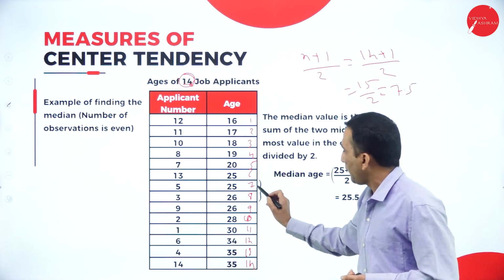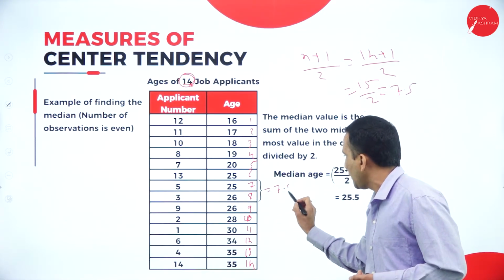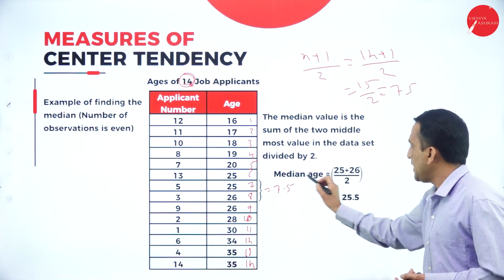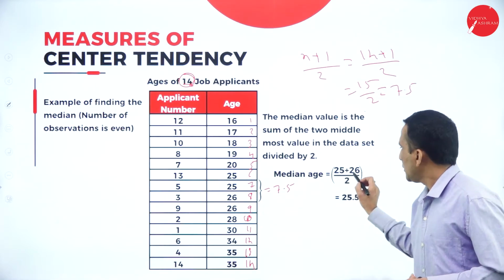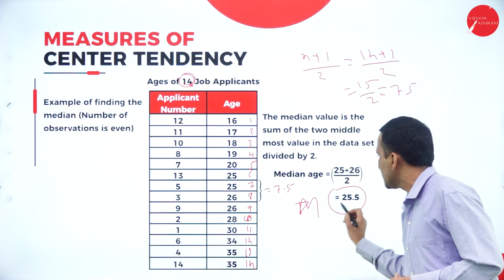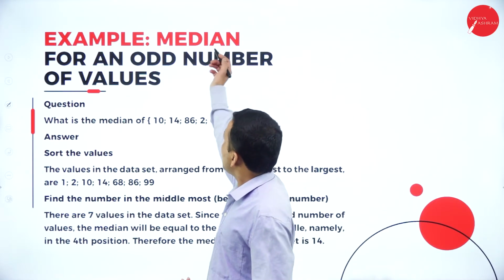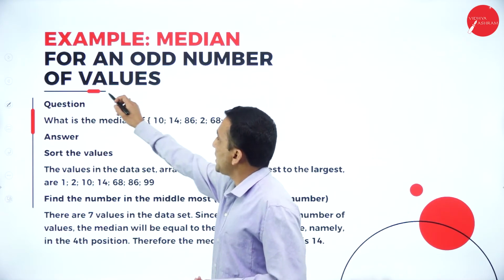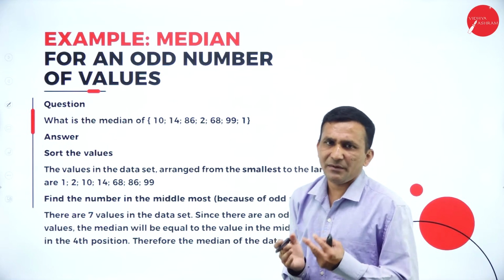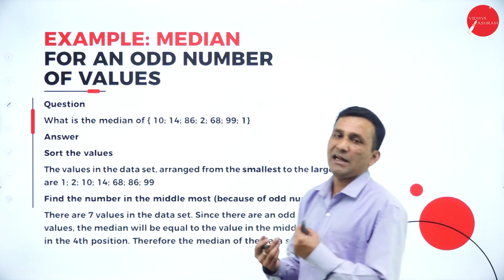Now where is 7.5 located? It is coming here. Take these two values together. How much are you getting? The median age is 25 plus 26 divided by 2, so the median is 25.5. Moving forward, some examples of median for odd numbers and even numbers of values. These are just examples. If you practice many problems, you will get much more idea and clarity.